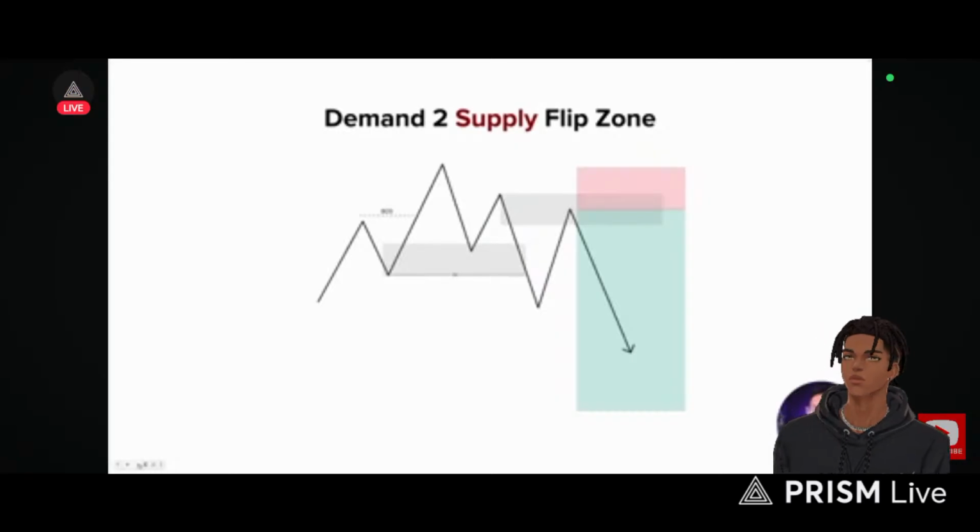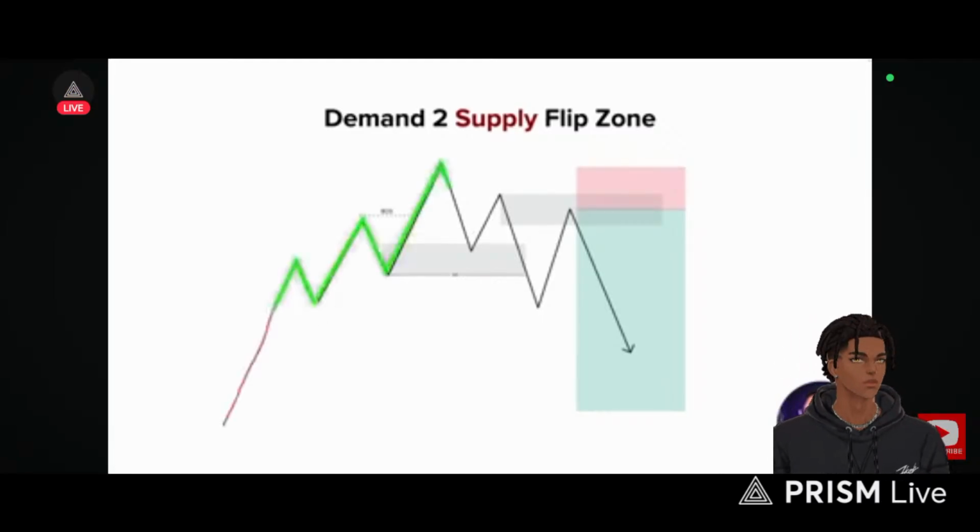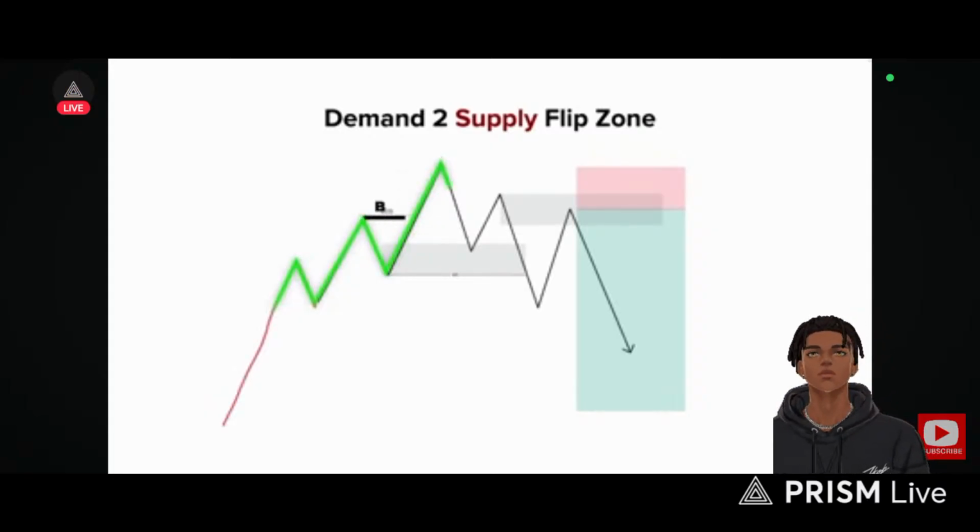Next is your demand to supply flip zone. It's basically the opposite of your supply to demand flip zone, and in this case you are flipping from demand to supply. So what happens is that price could be going up, creating the higher high and higher low, and eventually comes up here, pushing up, breaking through the last high, creating a break of structure before price starts pulling back. And when it pulls back, guess where it's going to pull back to?